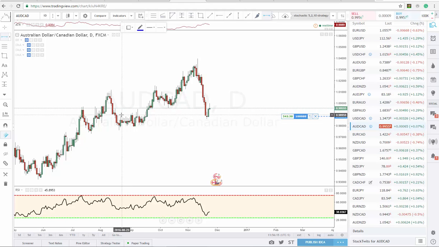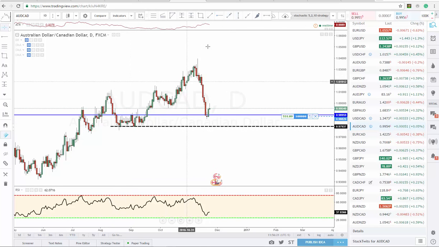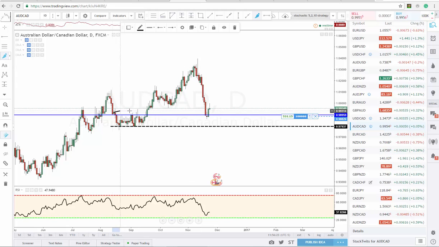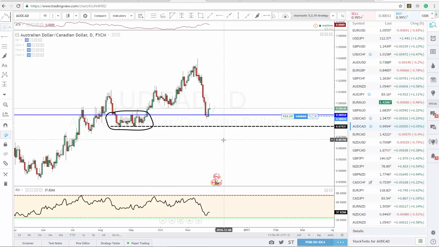Here you can see we have a nice little level of consolidation. If I put a couple of lines in here, the consolidation level I'm talking about, guys, is right in through here. And considering that the market took a pretty long pause here for a number of days in between these two levels, I know that the top and bottom of that level is something I want to pay attention to.